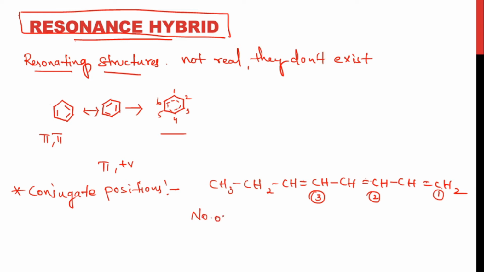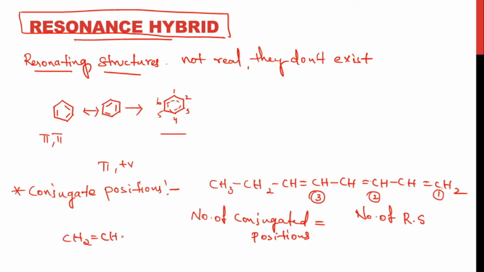The number of conjugated positions will always equal the number of resonating structures. I will denote resonating structures as RS. Okay. The number of conjugated positions is always equal to the number of resonating structures. Okay, we'll see one more example to understand.